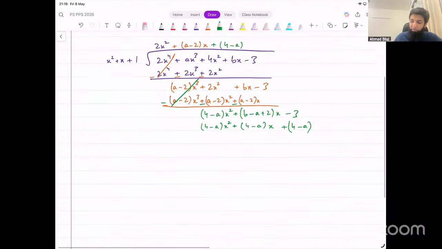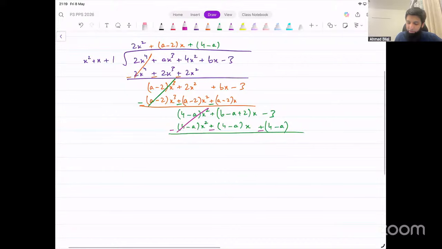Again, it's important to write down this number in brackets like this so that when you put the negative sign, you remember that this negative is going to be with the whole thing. Now we change the signs again. This becomes minus, this becomes minus, this becomes minus, this gets cancelled. Now let's do the subtraction.